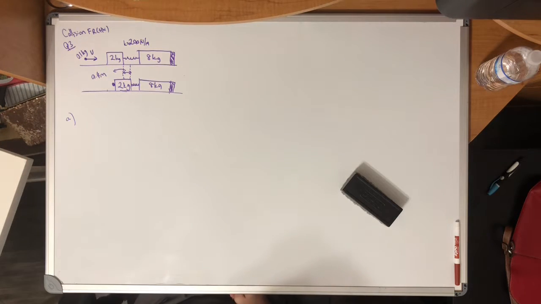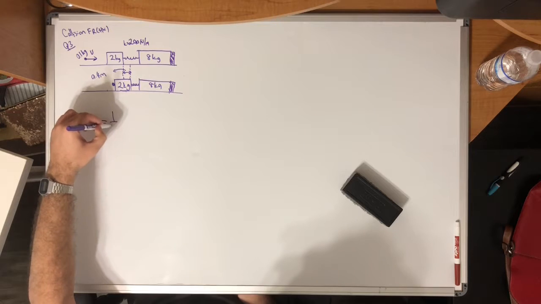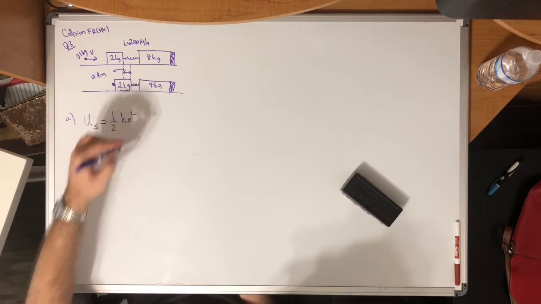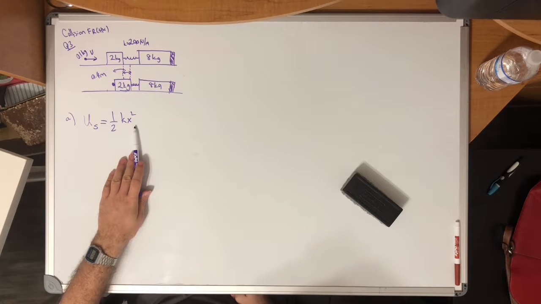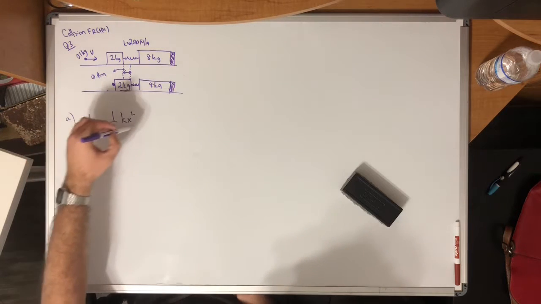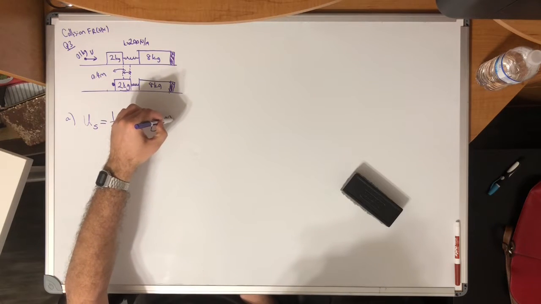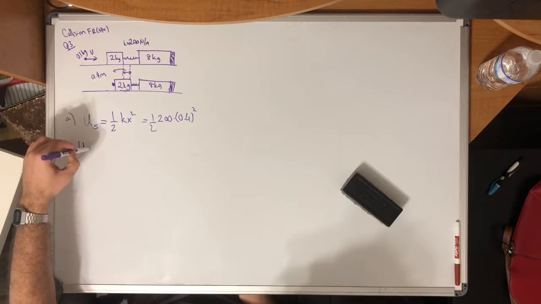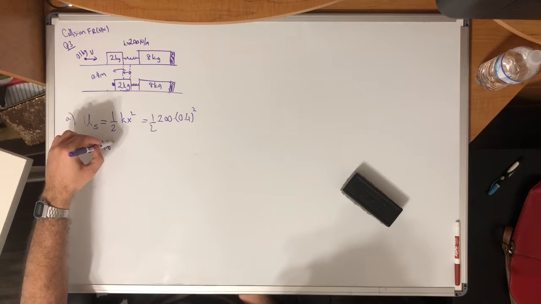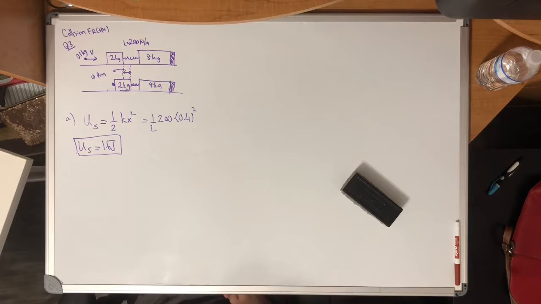Since they're asking for the energy stored in the spring, you should remember that energy on a spring is given by 1/2 kx squared. We know the k of the spring, and we know how much it is compressed. Once you plug in the numbers, 1/2 times 200 times 0.4 squared, you will see that this is 16 joules. Alright, so that's part A.